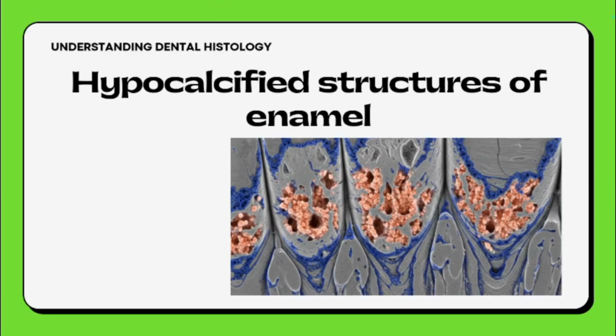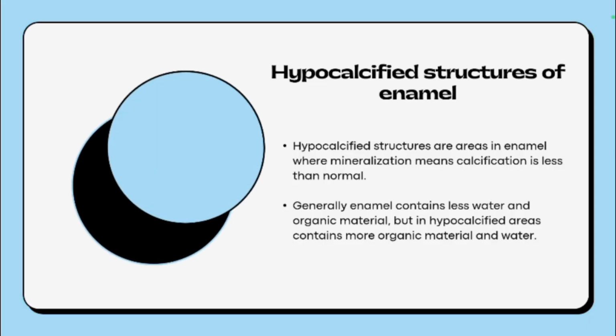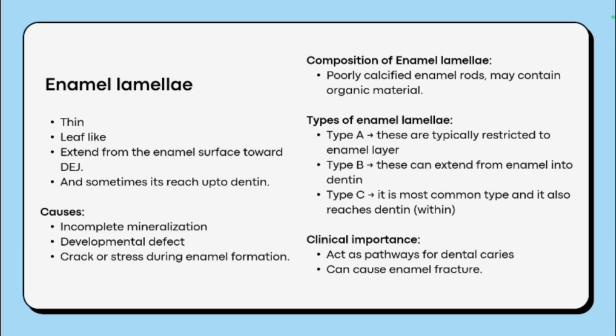Hello everyone. Today's topic is hypocalcified structures of enamel. As you must be knowing, hypocalcified structures are areas in enamel where mineralization is abnormal, and as a result we get hypocalcified structures. First one is enamel lamella.